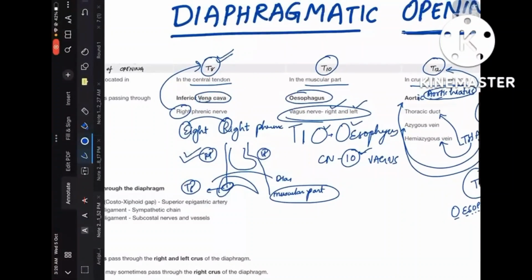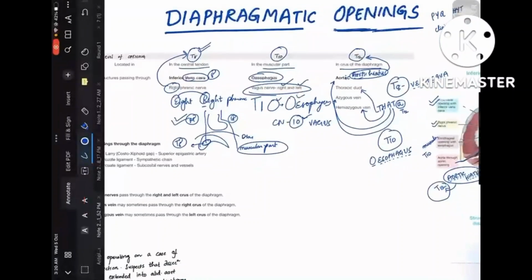Esophagus has 10 letters and vena cava has 8 letters. 8 is for right phrenic nerve. So that completes the structures that pass through the major openings. So these are the major openings of the diaphragm.